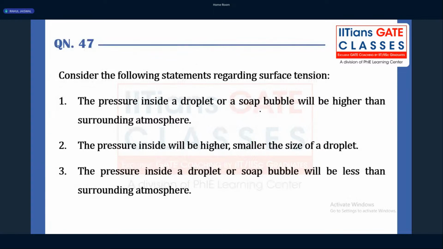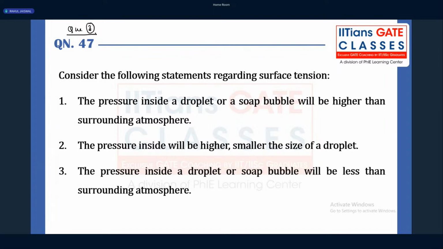Now, question number 47, which is question number 3 for today's session. Consider the following statement regarding surface tension, right? So first of all, note down the questions. Again, it is one of the pretty straightforward questions. They are asking about surface tension.